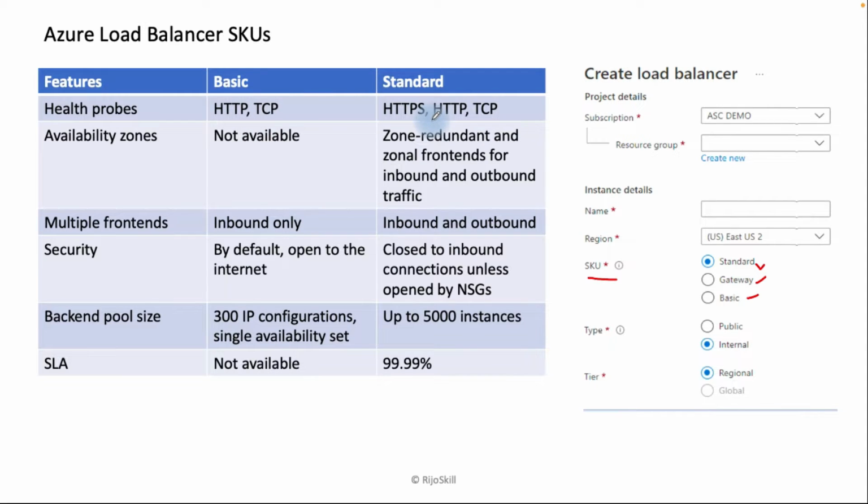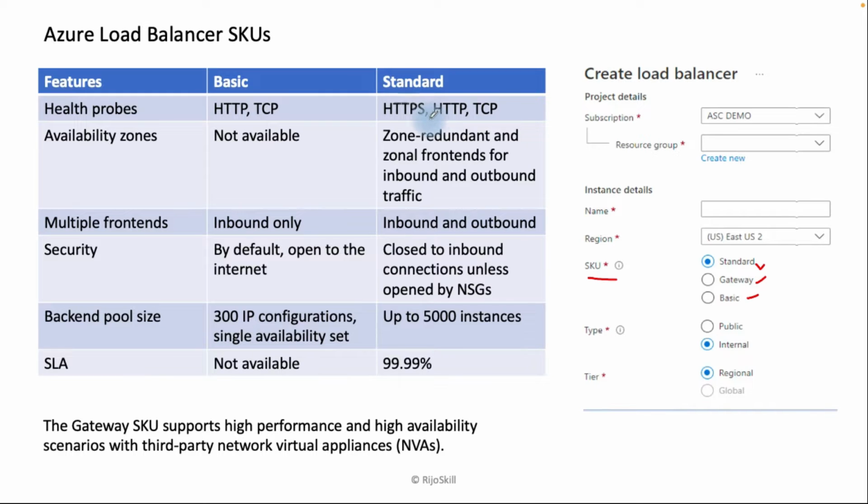Okay. So next we will discuss the gateway SKU, which supports high performance, high availability and third-party network hosting. We will discuss this later.